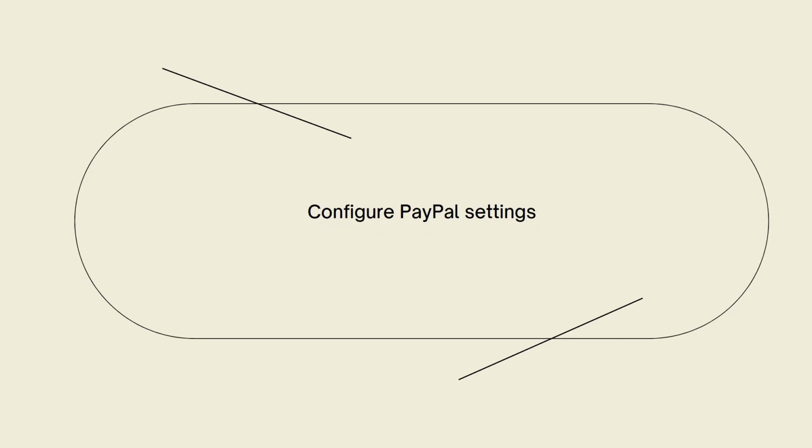Configure PayPal settings. After selecting PayPal Express checkout, you will need to configure the PayPal settings. If you already have a PayPal account, click on connect an existing PayPal account and follow the prompts to connect your PayPal account to Shopify. If you don't have a PayPal account, you can create a new one by clicking on the Create a PayPal account button and following the instructions provided.